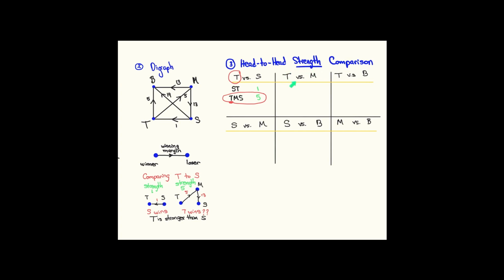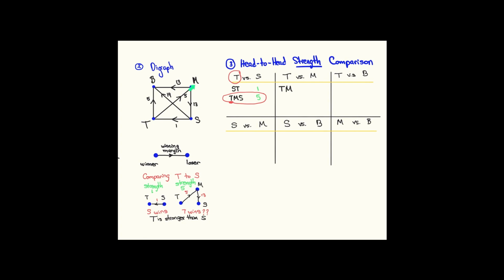For the second pair, T versus M, we can go straight from T to M, and there are no other paths starting from T because the only way to exit T besides going straight to M is going to B and getting stuck. Now we look at paths starting at M. We don't go to B because we get stuck.